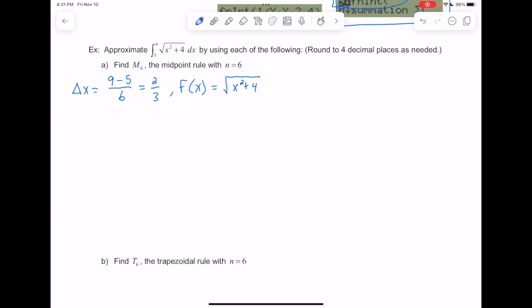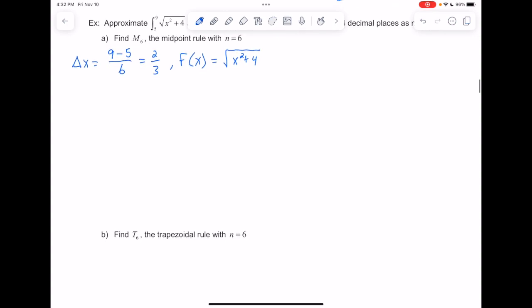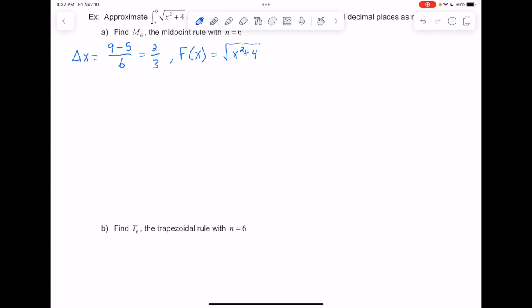So the next thing to do would be to list all the midpoints. And it turns out that if you're going to do the midpoint rule and the trapezoid rule, you should probably start out by listing your endpoints for the trapezoid rule, because that will allow you to then just look at the in-betweens for the midpoint rule. So I'm going to jump down here and kind of work on A and B simultaneous a little bit. So for T6, the trapezoid rule, we'd still have delta x and it would be the same, 2/3, same formula, same answer.